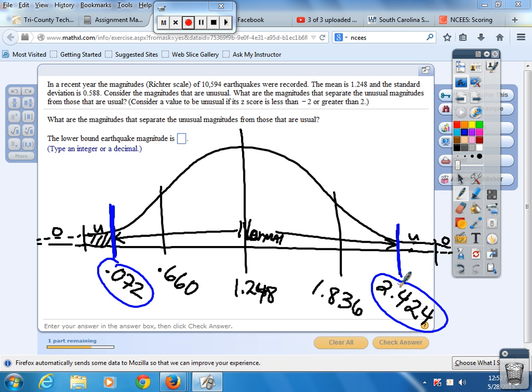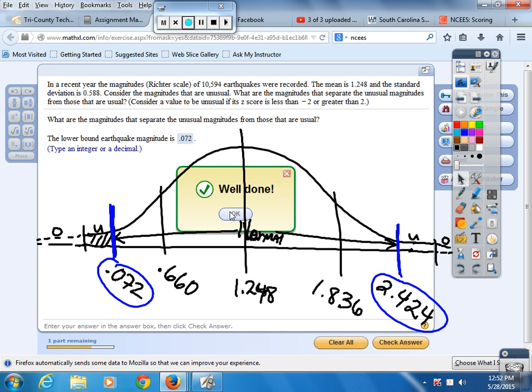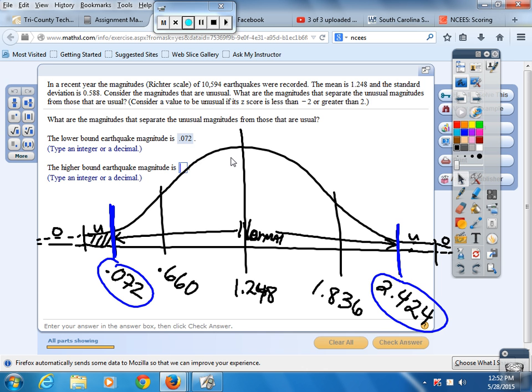It says, what are the magnitudes, the lower bound. It says type lower, that'd be 0.072. So you type in 0.072 and you feel good about yourself. And this is a test question. And the upper is 2.424. You know how it'll tell you if you're right or wrong? Does it test for that too? No, it tells you after you've turned it in. And then you can review it and you can print it out. All right, that's that question.